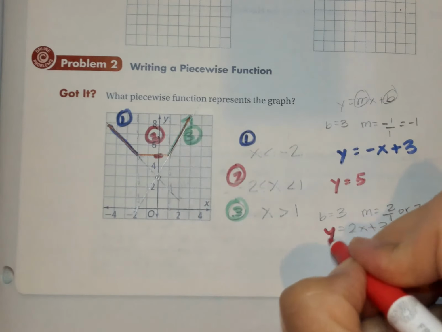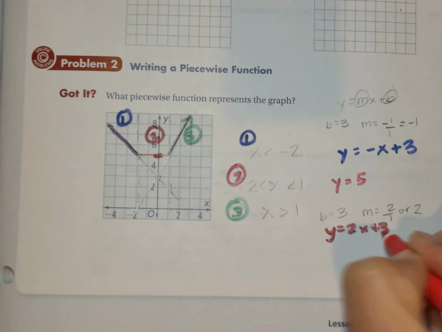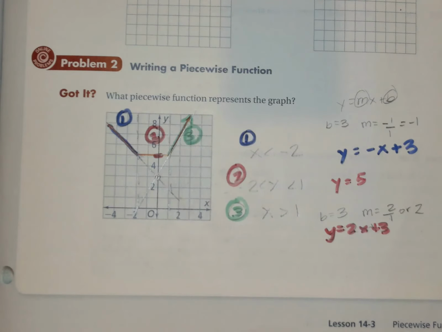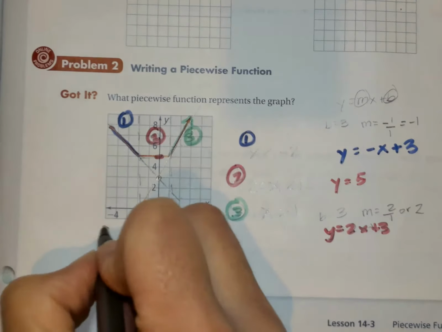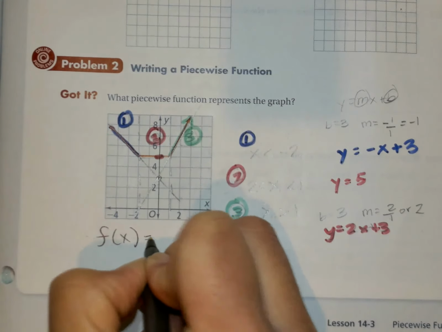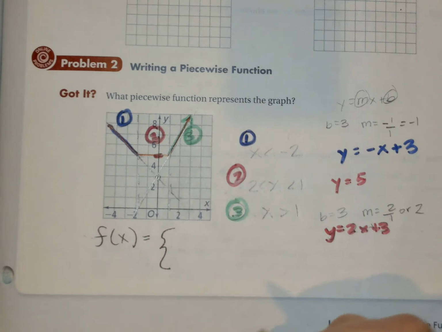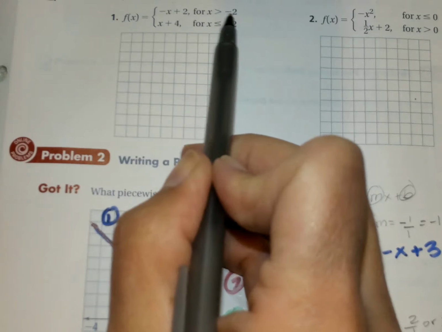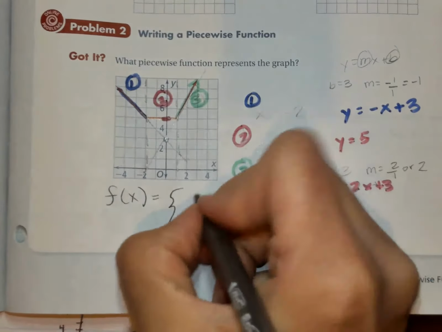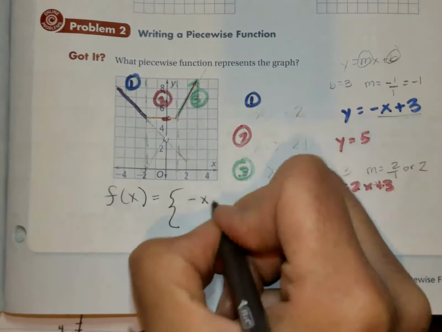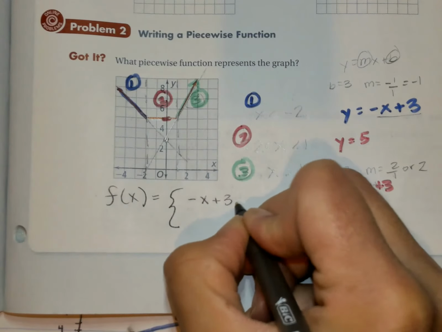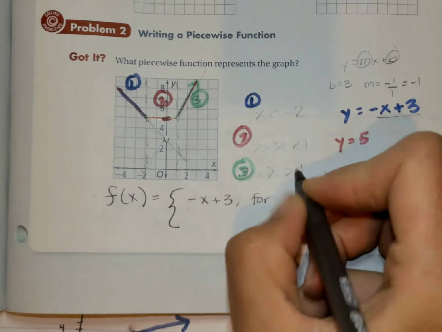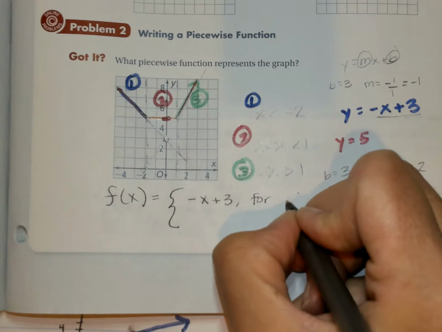And this is kind of messy looking, so I'm going to just write my final answer for the function. I'll use pen since I'm pretty confident. You can write f of x, like how the other ones have been written, equals, and then it uses a bracket to hold it together. There's 3 of them, so I'm going to try to write it like the examples above. So it has the equation, and then for whatever the domain is, whatever the x values are. So the first one is negative x plus 3, and I'm just copying how it's written above, for x is less than negative 2.